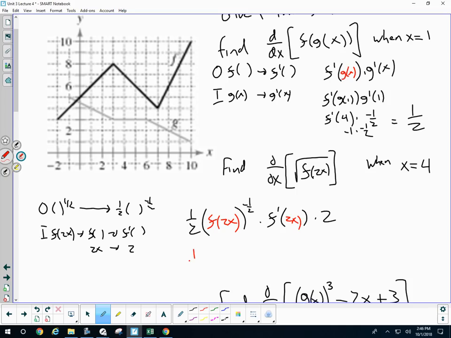If I plug in 4, I have 1/2 f of 8 to the negative 1/2 times f prime of 8 times 2. F of 8 is 6. F prime of 8 is 2. So the 2's cancel, which is nice. 2 over root 6.